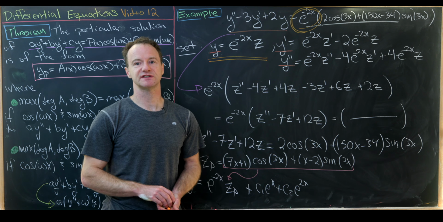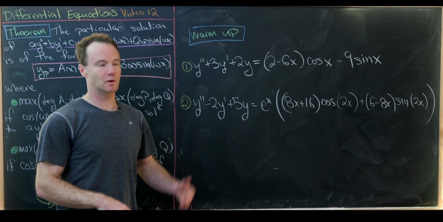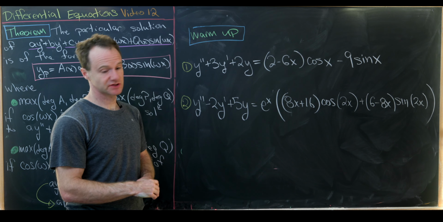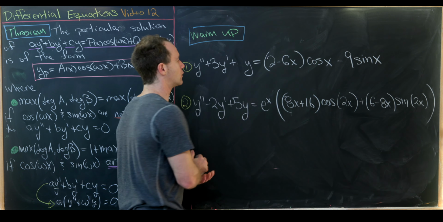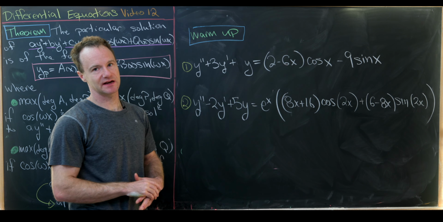Okay, I'm going to leave you with two warm-up problems based on what we saw today. So the first is y double prime plus 3y prime plus 2y, or that should be just plus y, equals 2 minus 6x times cosine of x minus 9 sine of x.